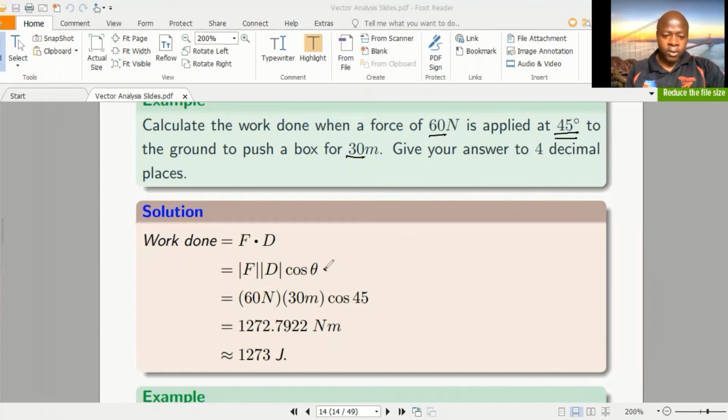So we've used this for the dot product here. And this is the formula for the dot product.